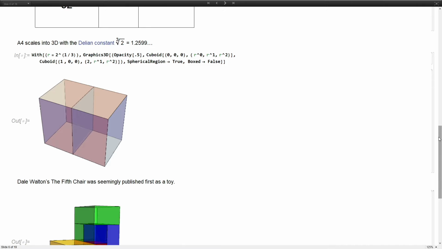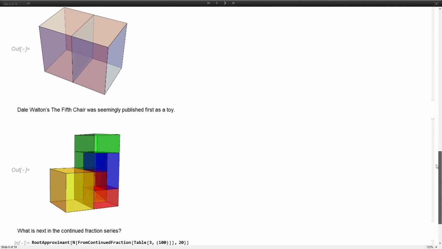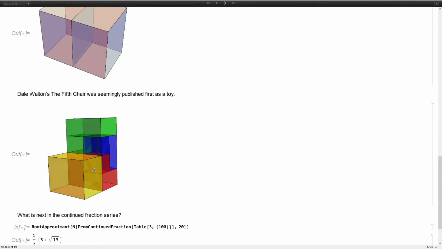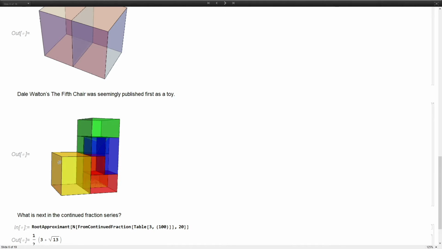The first publication was this toy called The Fifth Chair by Dale Walton, which he published a few years ago. And it looks like this. You've got this chair-shaped object that's divided into 4 other chair-shaped objects that are identical to it, similar to it. And this was the first time the Delian constant, the cube root of 2, got used for this particular fractal issue. Now, I managed to find many other mathematicians who had solved this problem themselves, but they didn't think it was a new thing, so they all just let it sit in their notebooks. And there's at least 20 different mathematicians that have found this cuboid up here, that didn't publish it. So this toy is probably the first publication of this rather amazing object.